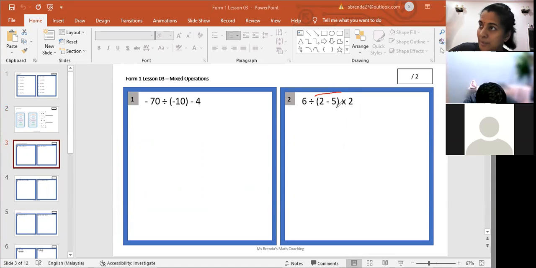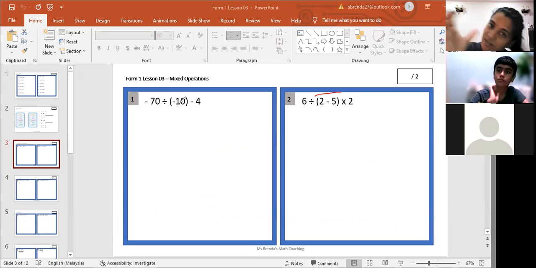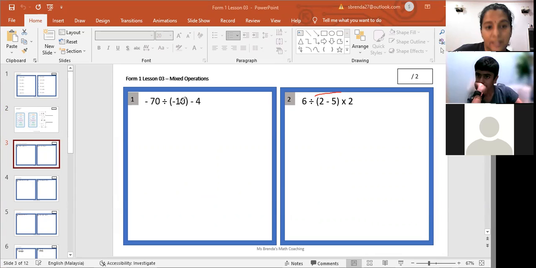This shows that there is an operation. You must do 2 minus 5 first. However, this negative 10 is just a negative 10. They just put a bracket because it's a negative number. So you must learn how to recognize which is an operation and which is just a negative number.